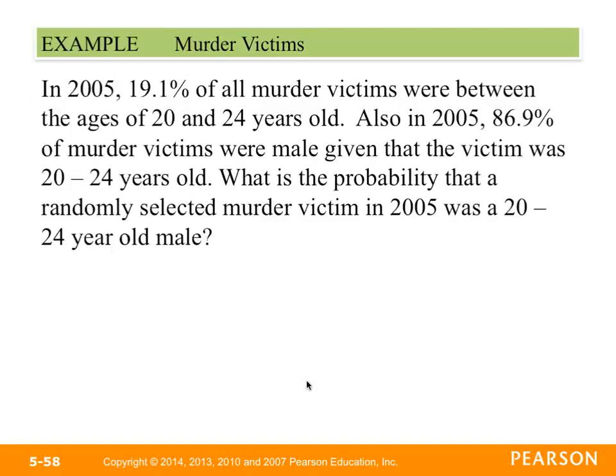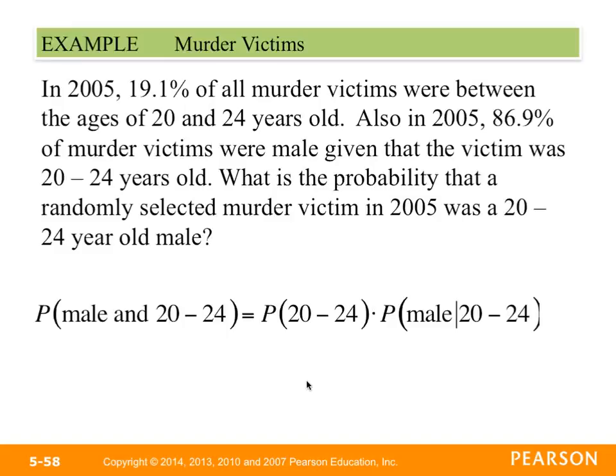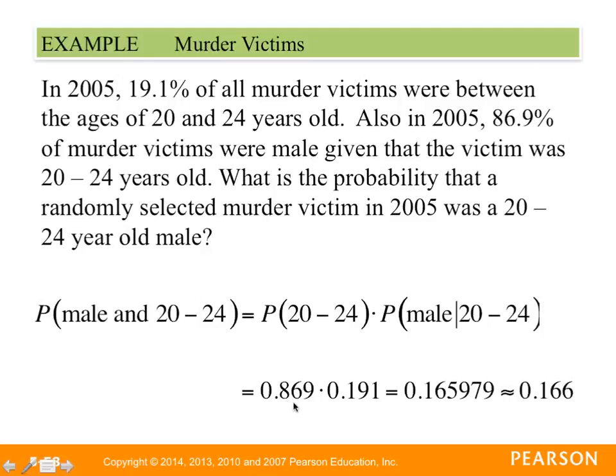So let's look at this. Same thing here. In 2005, 19.1% of all murder victims were between 20 and 24. Same kind of setup. What is the probability that a randomly selected murder victim in 2005 was a 20 to 24-year-old male? So what we want is the probability that they are male and 20 to 24. We take the probability that they were 20 to 24 and multiply by the probability that they were male given that they're 20 to 24. So we multiply our 0.869 by our 0.191 and we get about 16.6%.